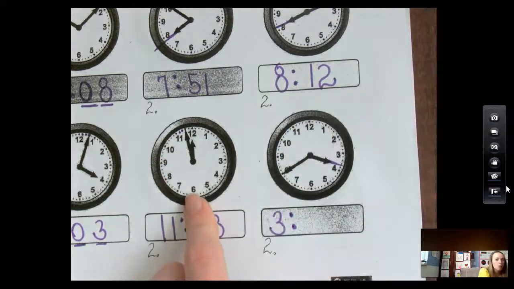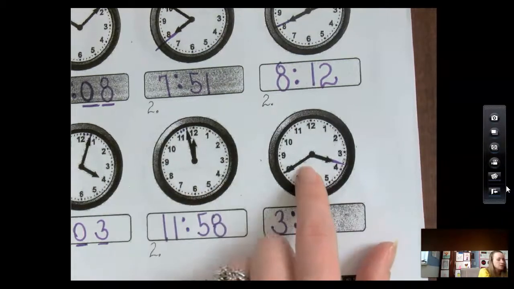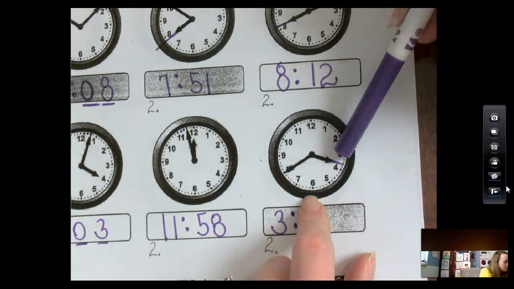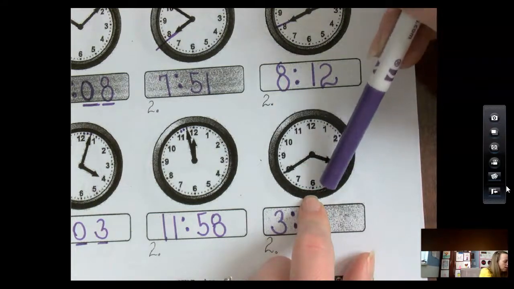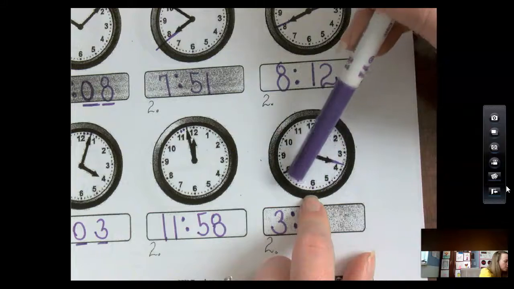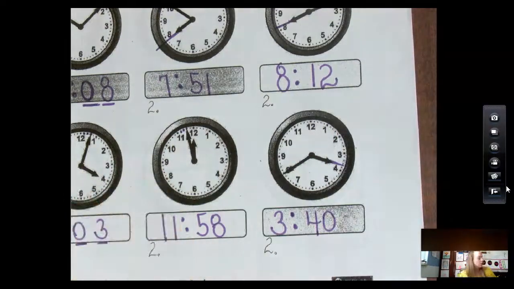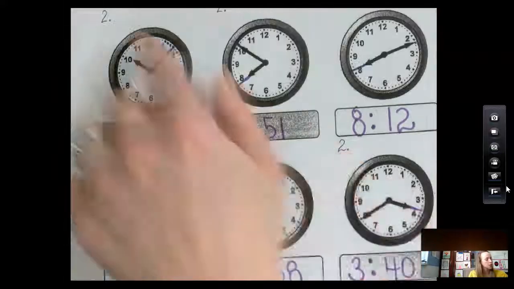All right. Now what are my minutes? My minutes are my longhand, and I need to count by 5s. So here's my minutes. 5, 10, 15, 20, 25, 30, 35, 40. That one is 3:40.